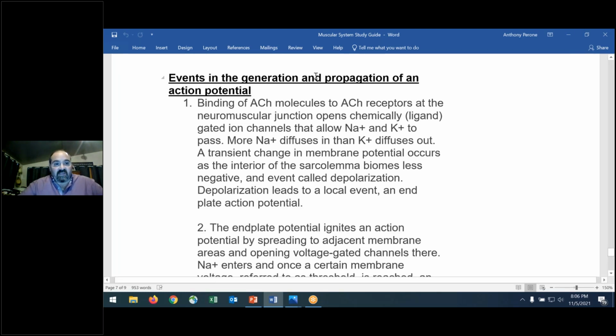So you'll see here the events in generation and propagation of an action potential, okay? So what's going on now, folks, is that we're talking about on the muscle itself, right? So at the motor end plate of the muscle, this is what's going on. And know that sodium ions are moving, potassium ions are moving, and this movement of these ions will cause a depolarization, will cause a change in the resting membrane potential of the plasma membrane of the muscle fiber, meaning the sarcolemma. And that depolarization will then allow for events to occur to begin to produce that action potential, okay?